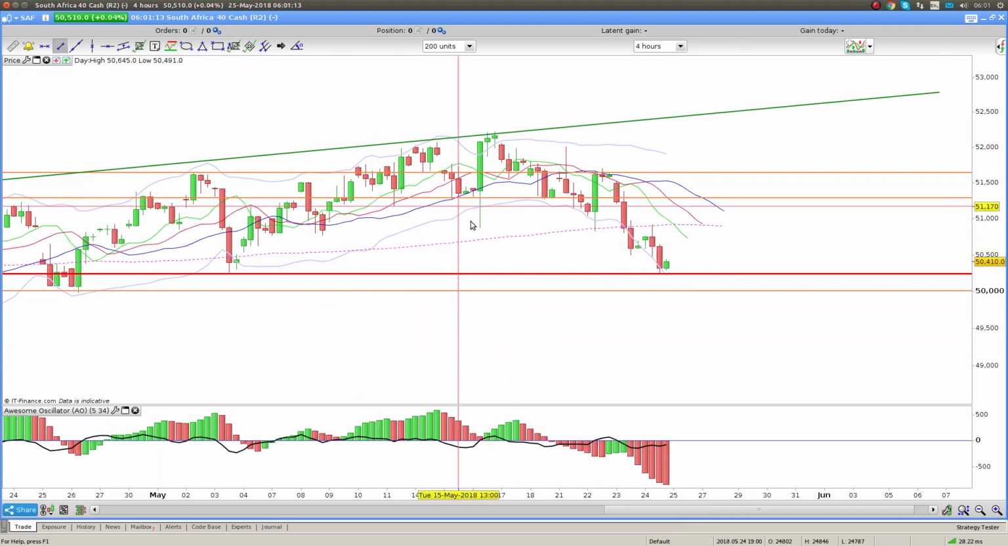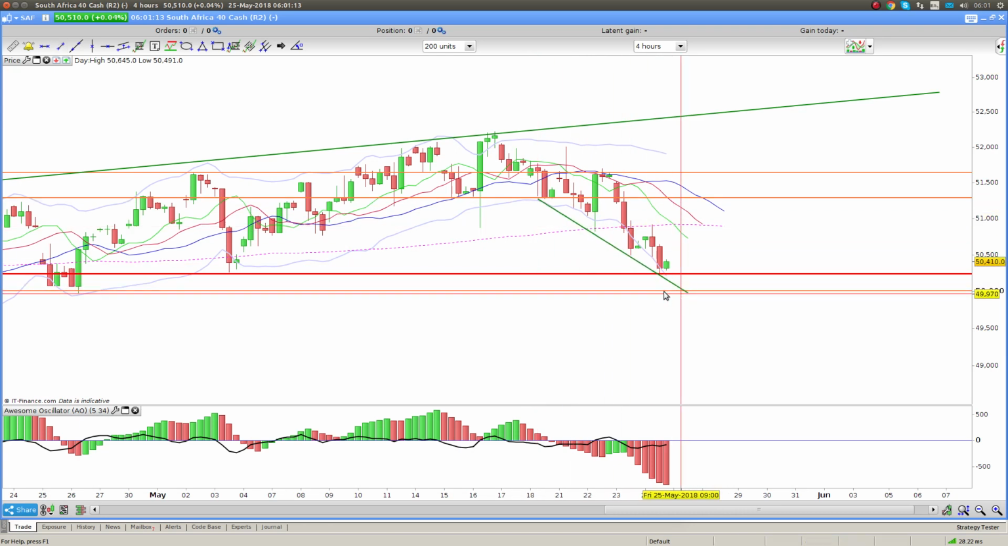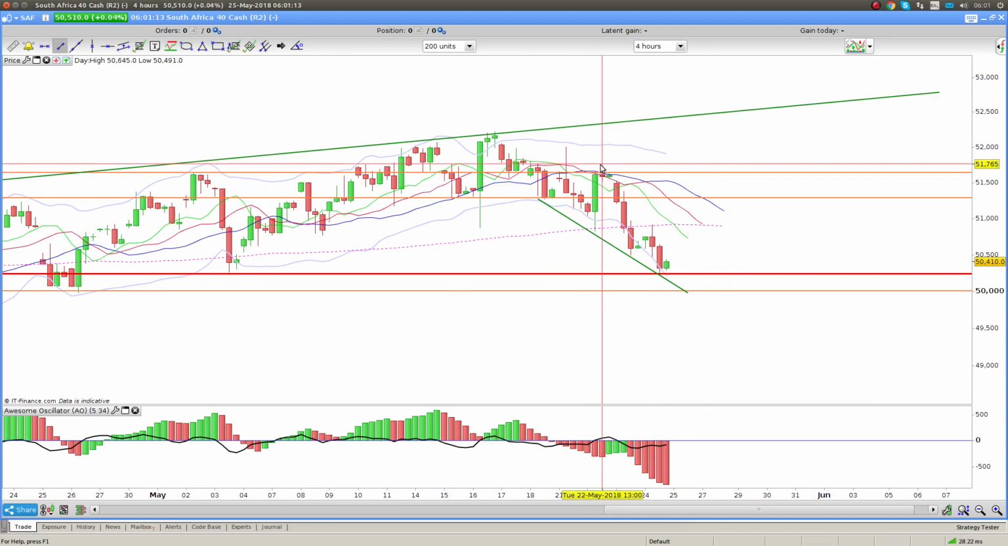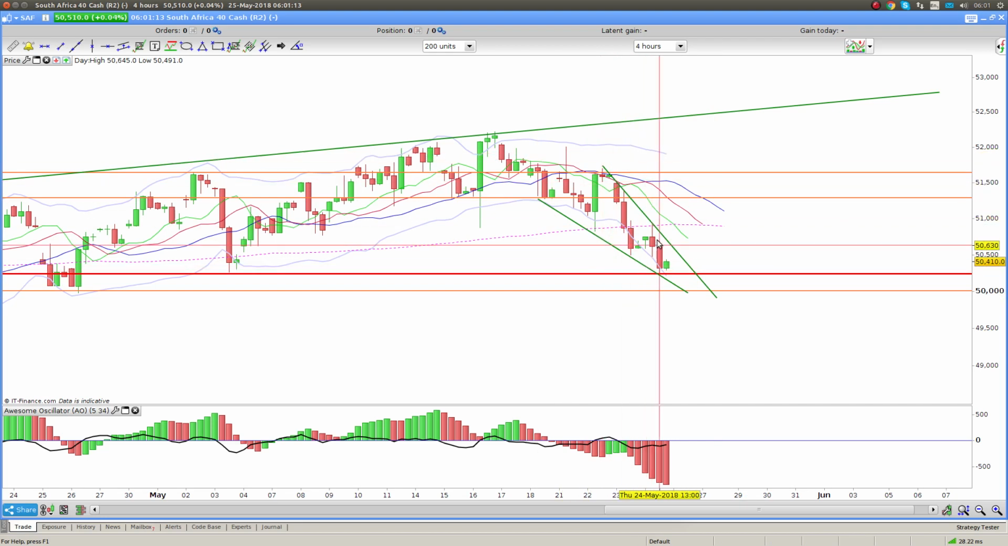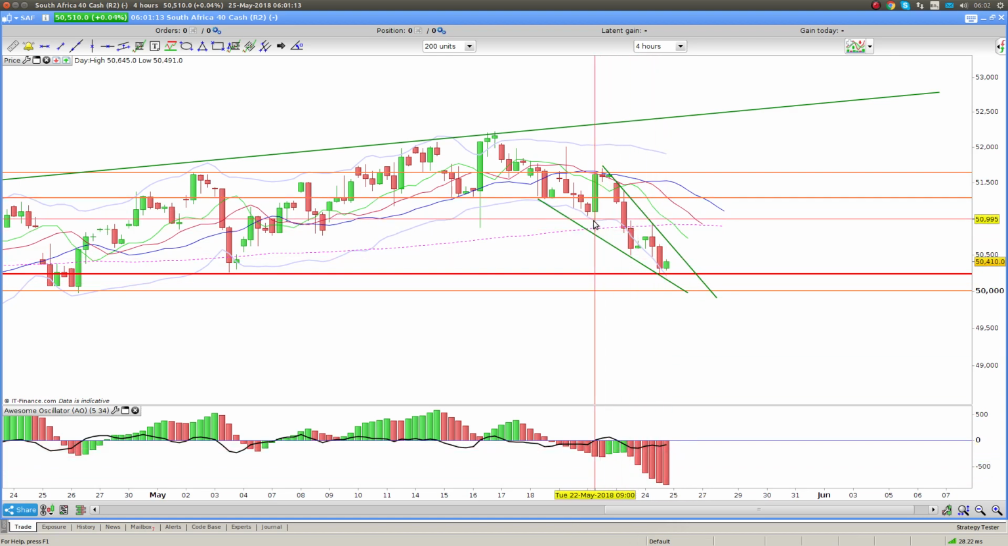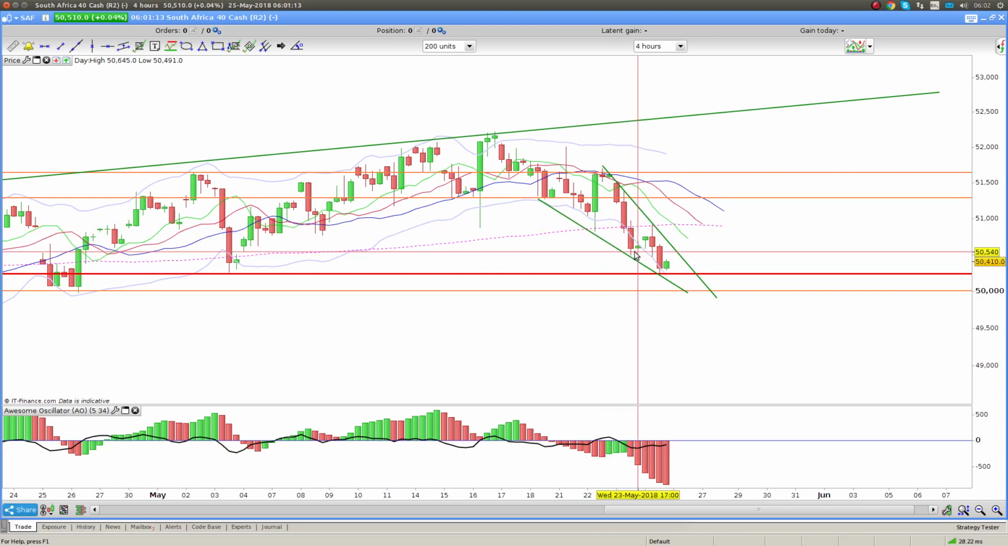What we do have on the 4 hour now is a wedge, okay, and a pretty solid wedge. We've got 1, 2, 3, 4 touches on the downside. We've got 1, 2 touches on the upside, and the last 2 swing lows have divergences. And on the Bollinger, we've got closer in the Bollinger, much closer in the Bollinger.